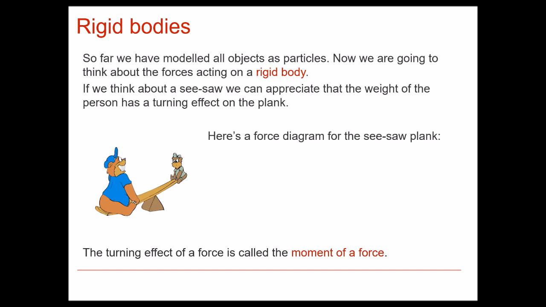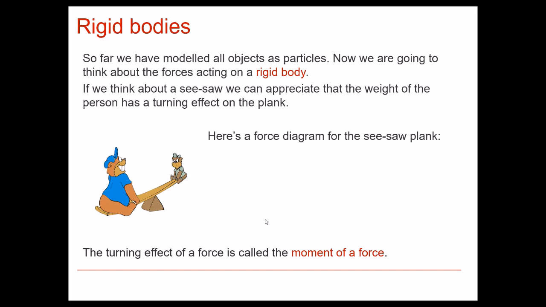So far we've always been modelling objects as particles with no size, and therefore any forces acting on those particles are acting at the same point because it's a point particle. But now we're going to think about a body which is rigid but extended in space, so not just a single particle but an object with some size. The forces could then be acting at different points on that shape, and that can have an effect on what happens, especially when we're thinking about whether the object is going to turn or rotate.